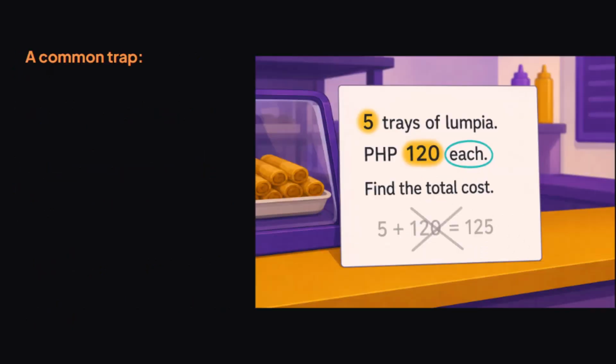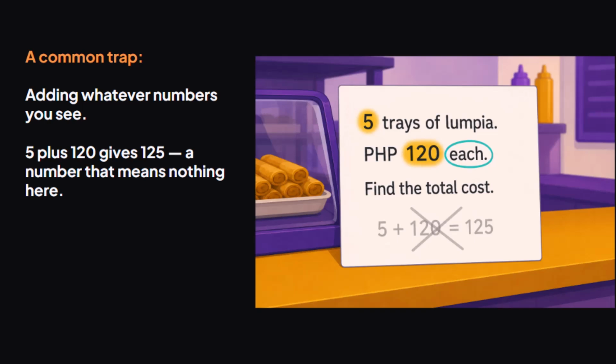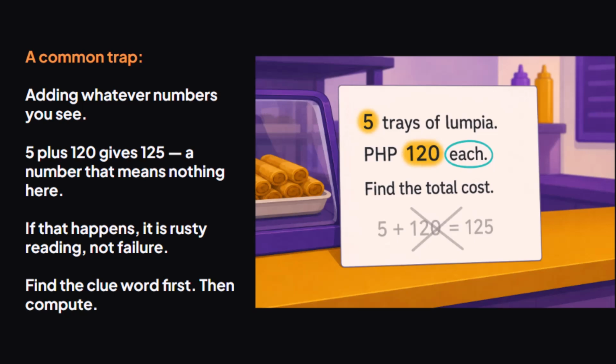Now, for our common trap, we have the following. Adding whatever numbers you see is a common trap. 5 plus 120 gives 125, a number that means nothing here. If that happens, it's rusty reading, not failure. So find the clue words first and then compute.